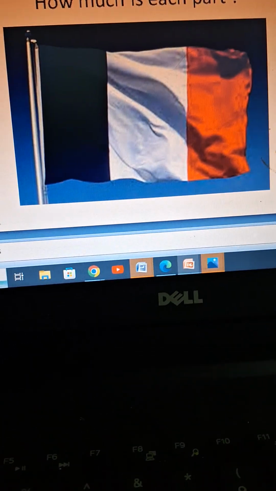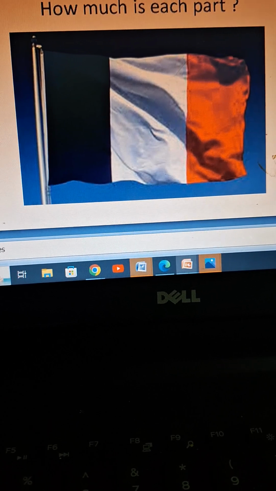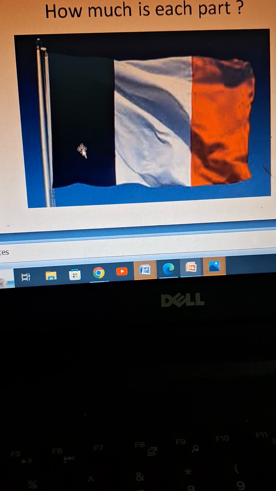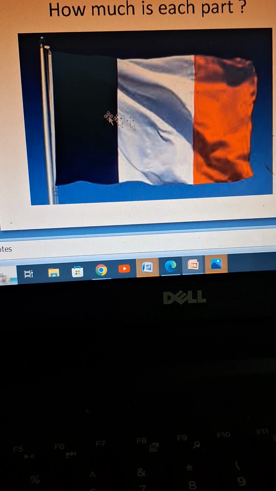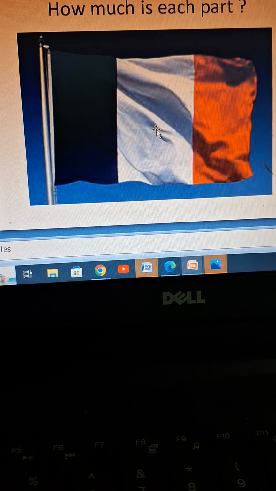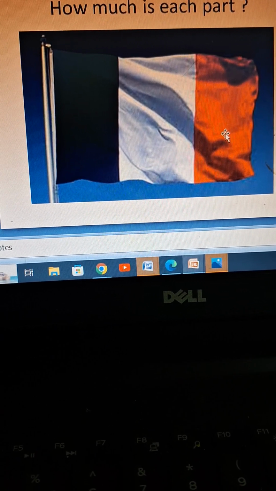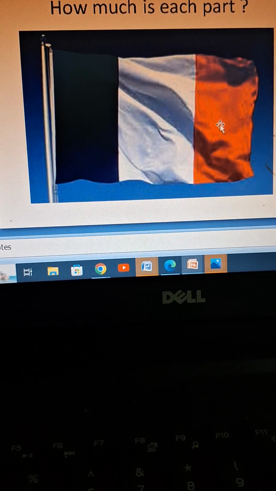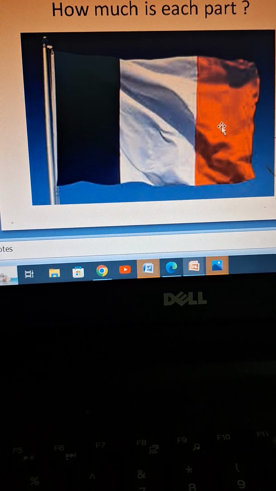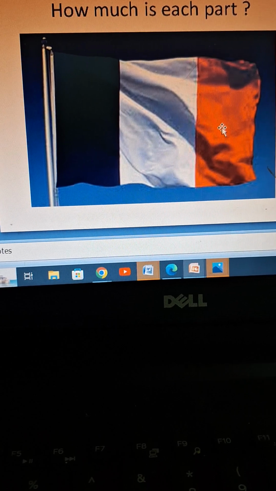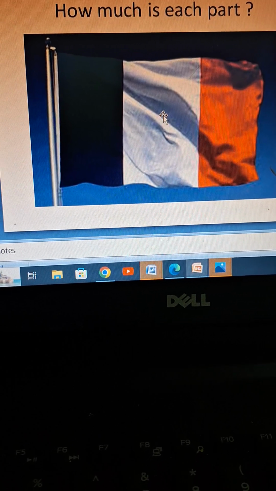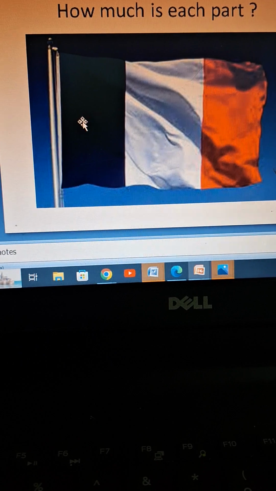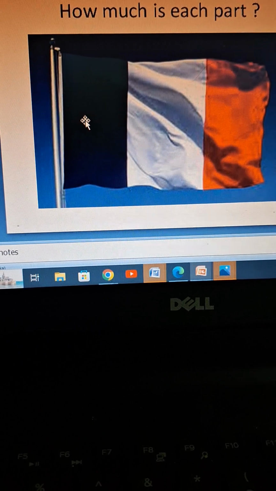Next, let us come here. How much part is each part? We have seen that this is a flag. The flag has blue, white and red parts. How many parts are there in total? 3 parts. Out of 3 parts, what is the fraction for red? It is 1 by 3. What is the fraction for white? It is 1 by 3. What is the fraction for blue? It is 1 by 3.